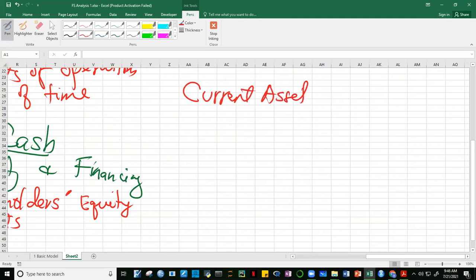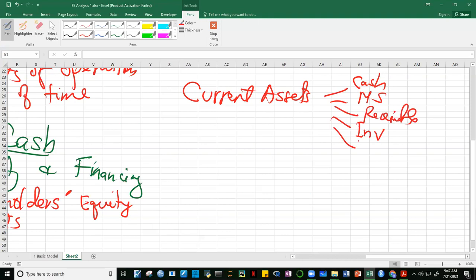Yung sinabi na natin. Ito yung cash and cash equivalents. Andito na yung marketable securities. Andito na yung receivables. Andito yung inventory. Andito yung prepayments. Okay? Next, yun ang current assets natin. So ito yung assets natin.